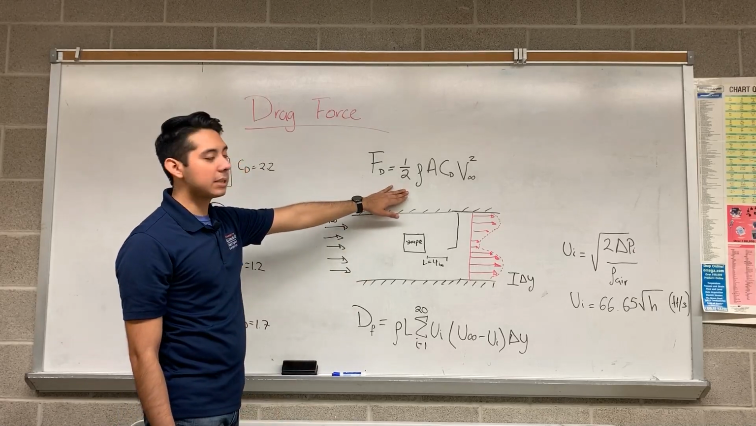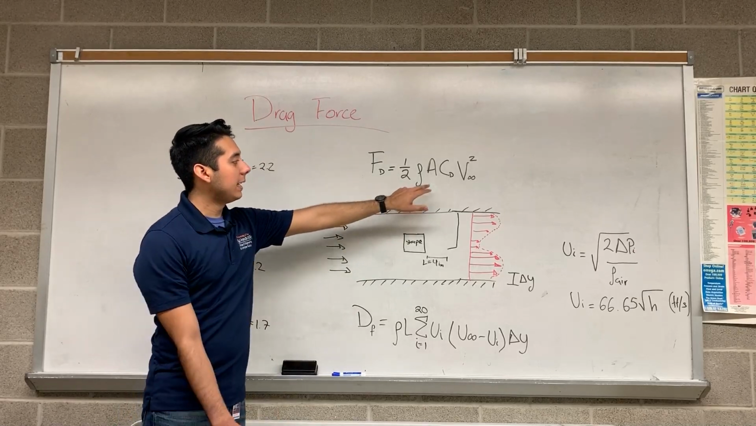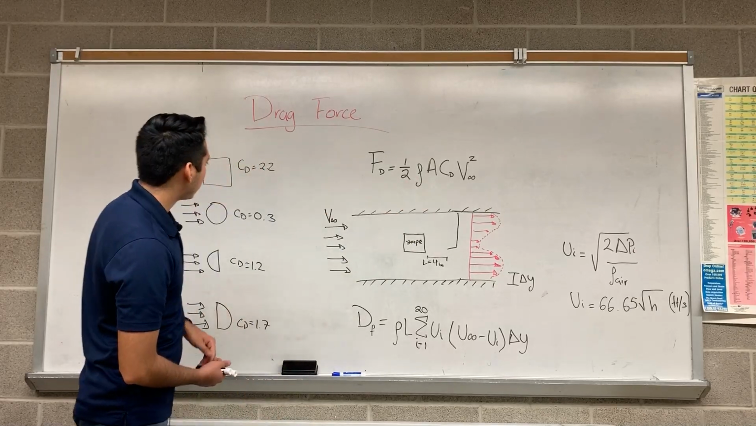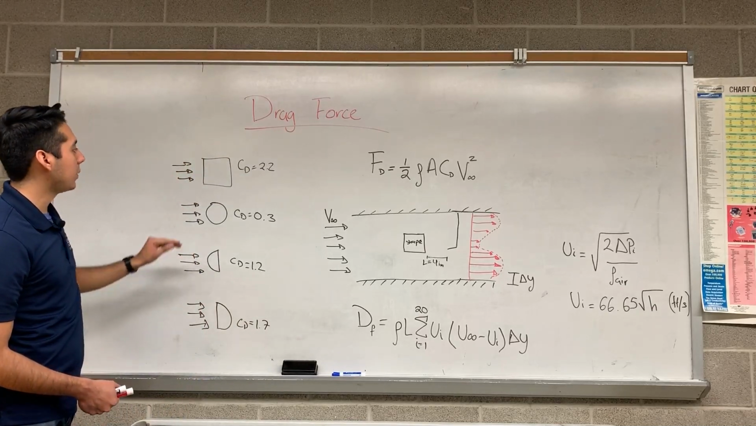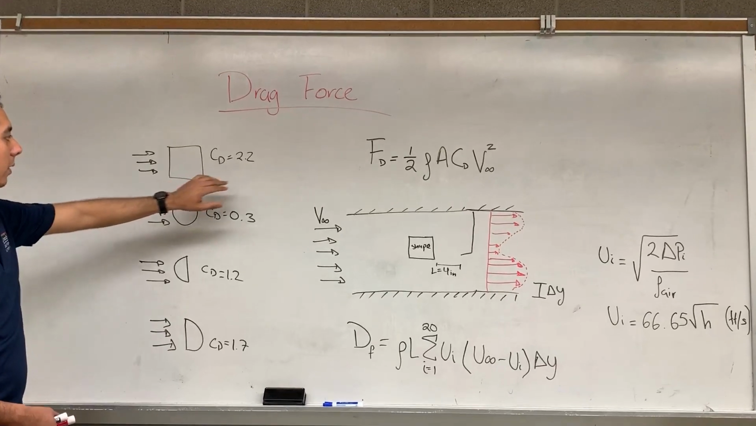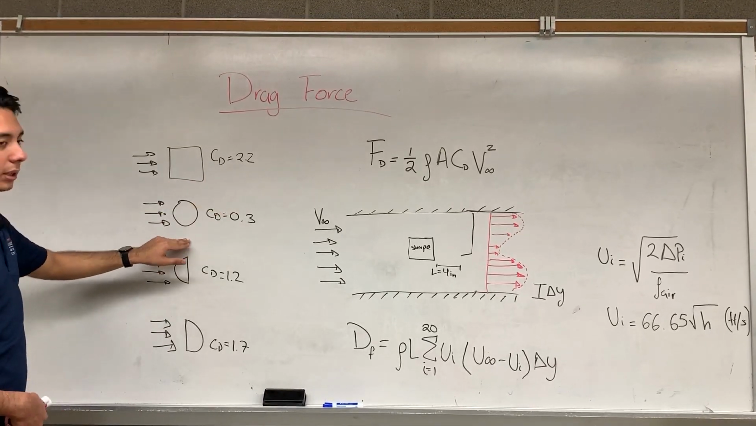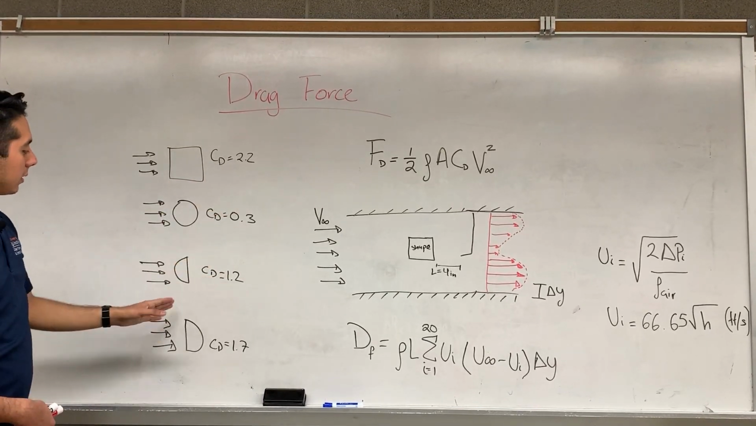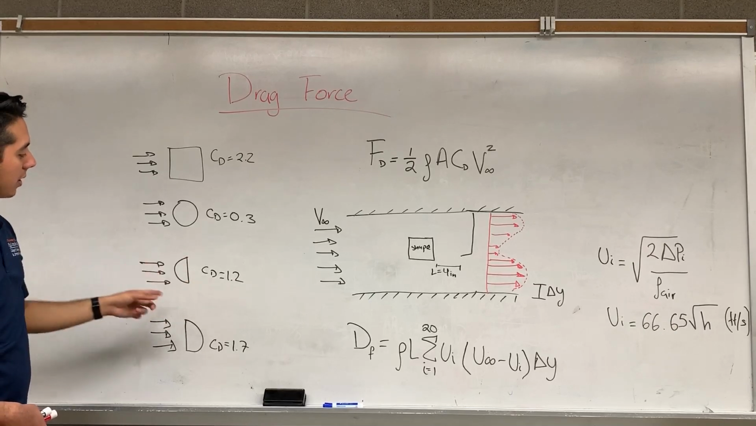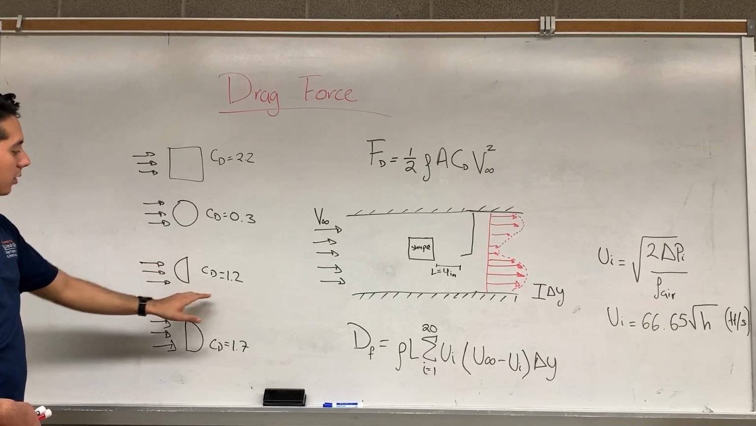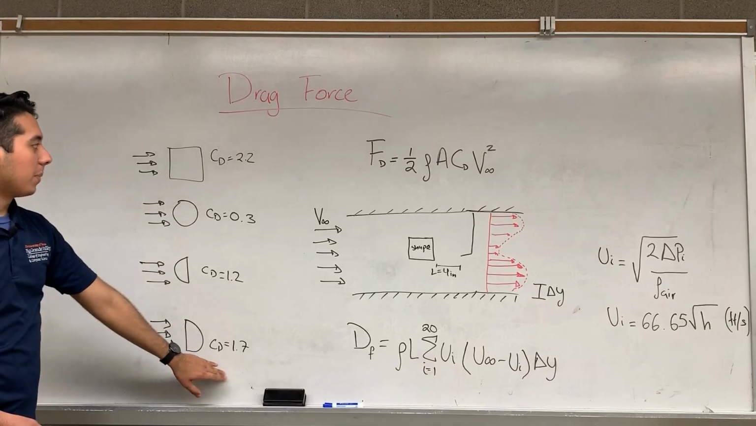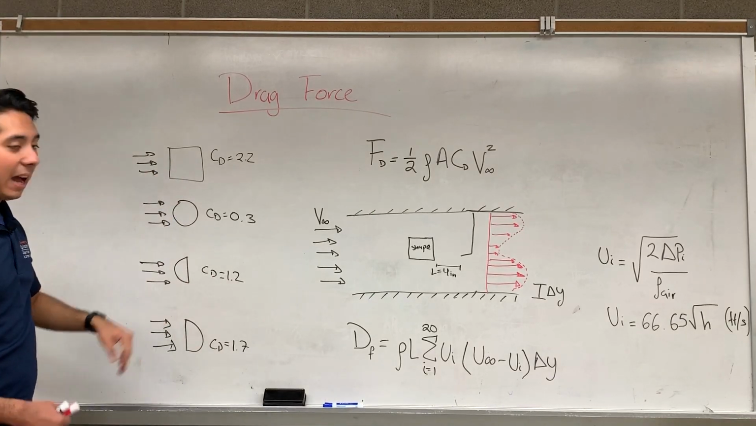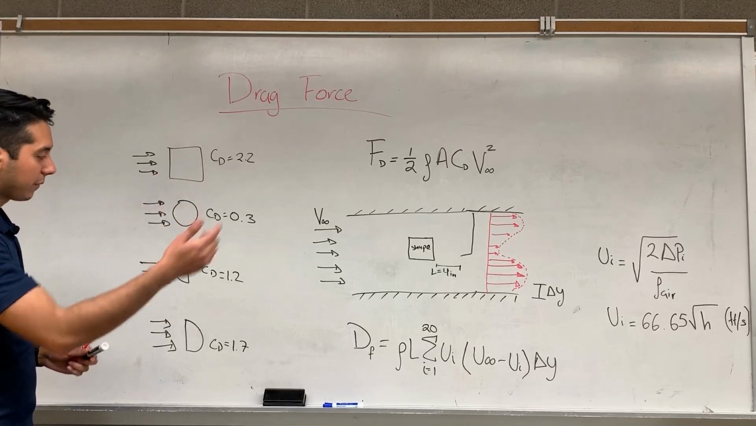So let's go over it. The density is just the density of the air, and the area will be the frontal area. Over here we have different rods, and these are their cross sections. You can see we have the square rod with a drag coefficient of 2.2, the cylindrical with 0.3, the semicircular with a concave face on the front is 1.2, and the semicircular with a flat face in front is 1.7. All of these have the same frontal area.